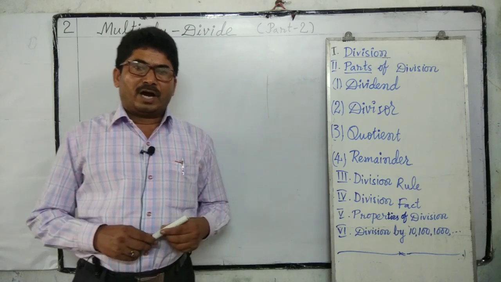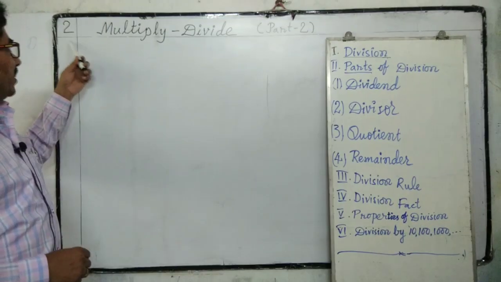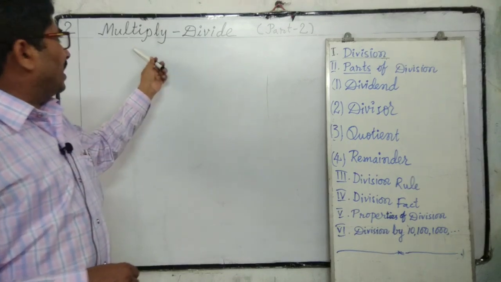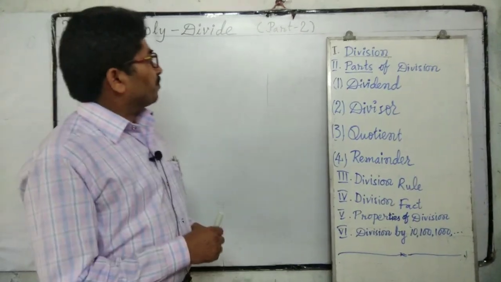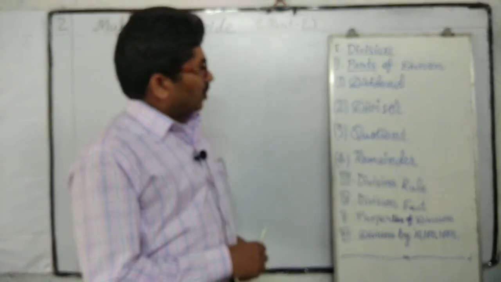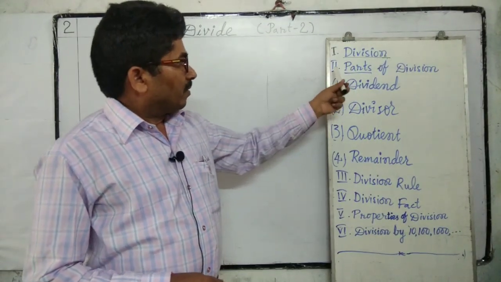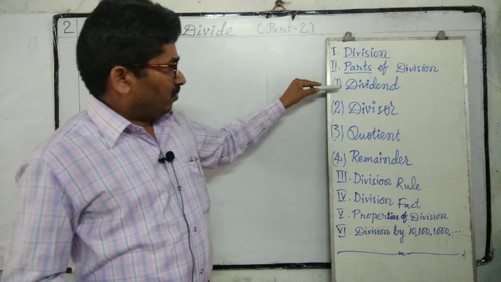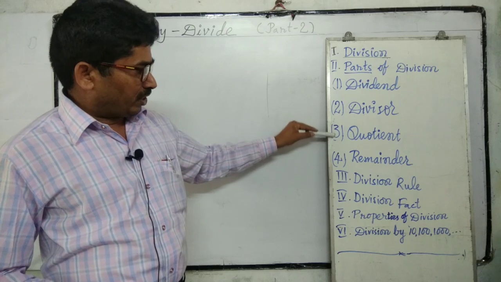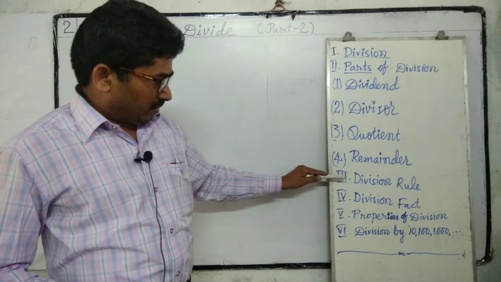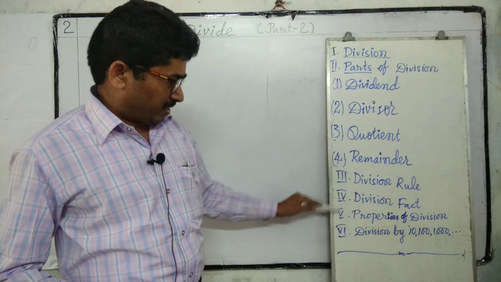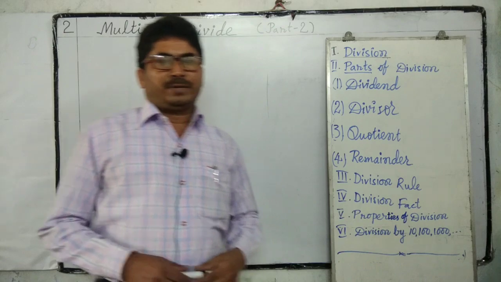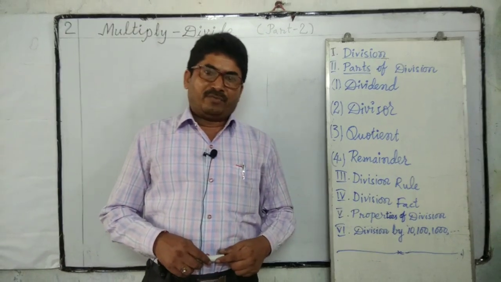In this video, I would like to teach you chapter 2, multiply, divide. This is the part 2 video on multiply and divide. In this part 2, we are going to learn division, parts of division. In parts of division, we have dividend, divisor, quotient, remainder, and division rule, division fact, properties of division, division by 10, 100, 1000. Let us learn one by one.